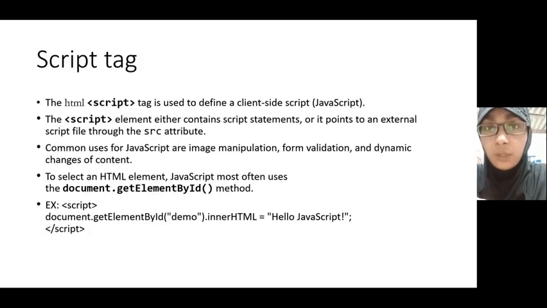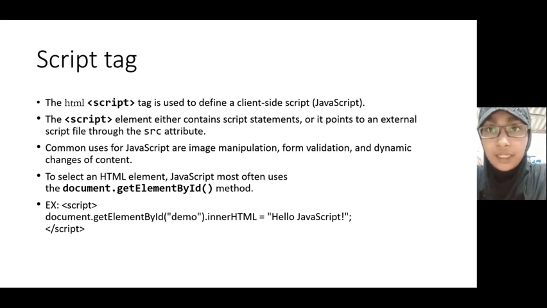And we discuss now the script tag. The HTML script tag is used to define a client-side script, JavaScript. The script element either contains script statements or it points to an external script file through the source attribute. The source attribute generally contains the link of the page or what we want to point to. Common uses for JavaScript are image manipulation, form validation, and dynamic changes of content.